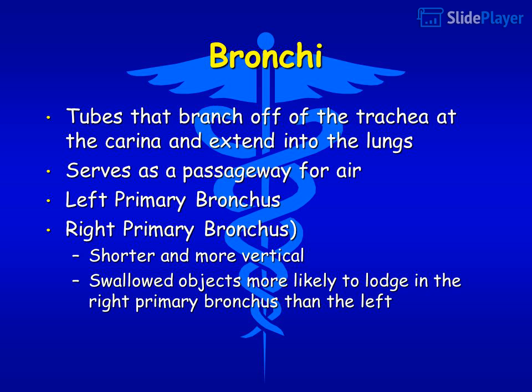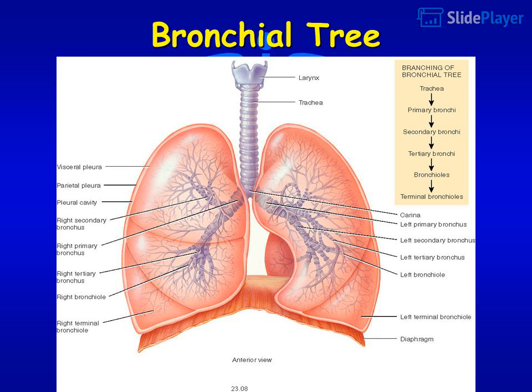Bronchi: tubes that branch off of the trachea at the carina and extend into the lungs. Serves as a passageway for air. Left primary bronchus, right primary bronchus. The right is shorter and more vertical, so swallowed objects are more likely to lodge in the right primary bronchus than the left. Bronchial tree.